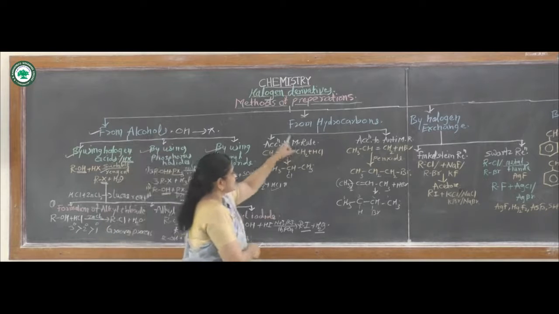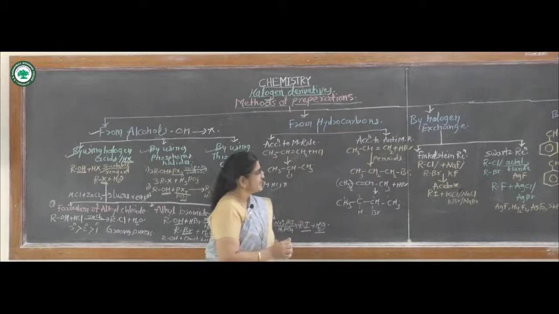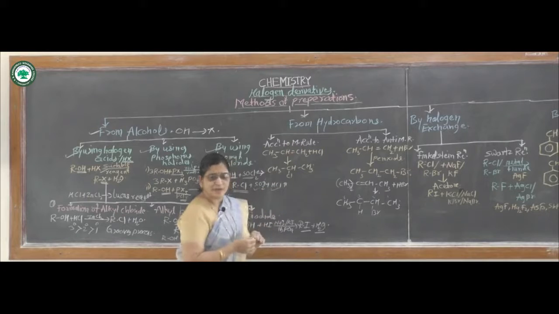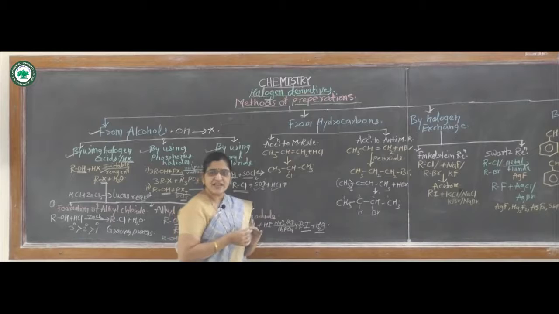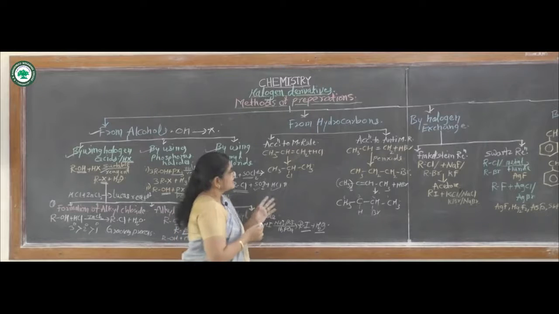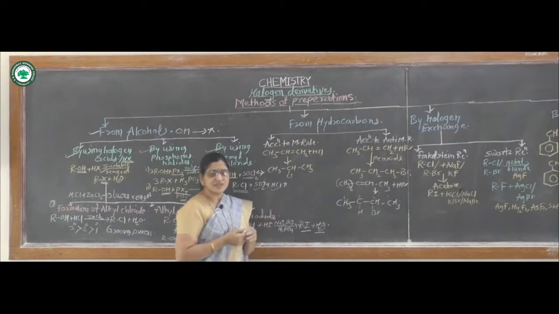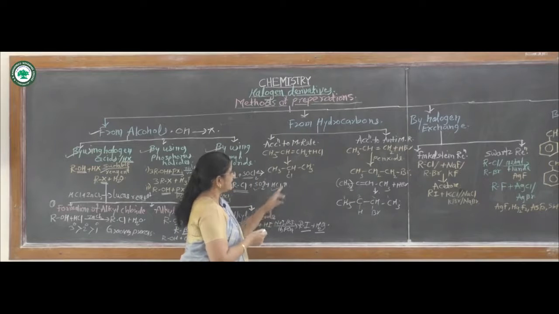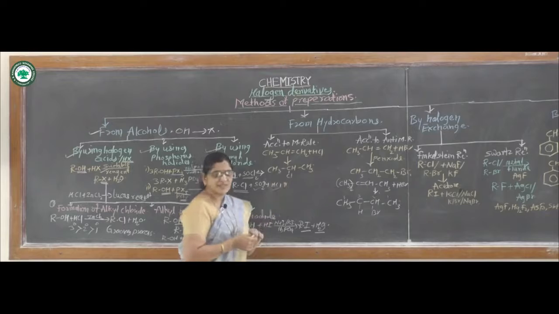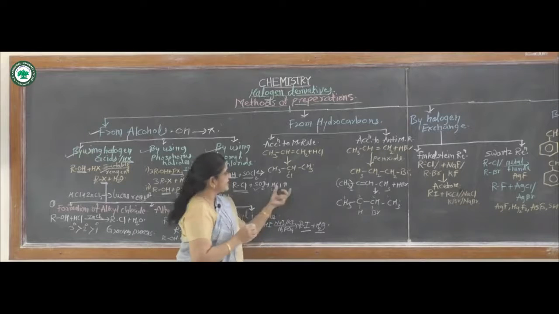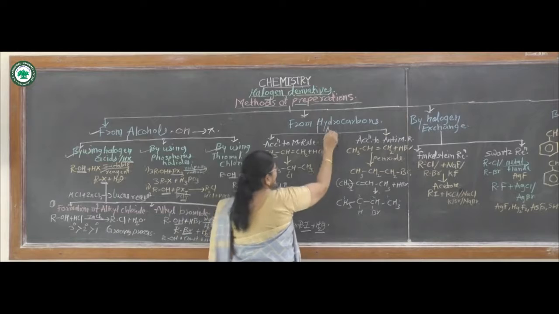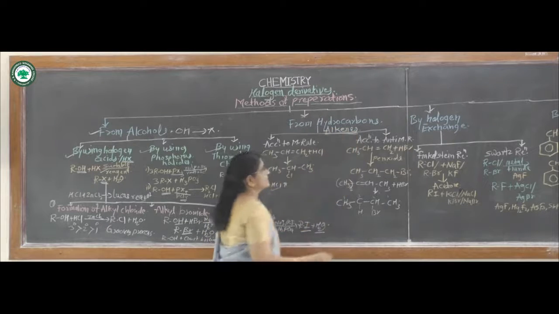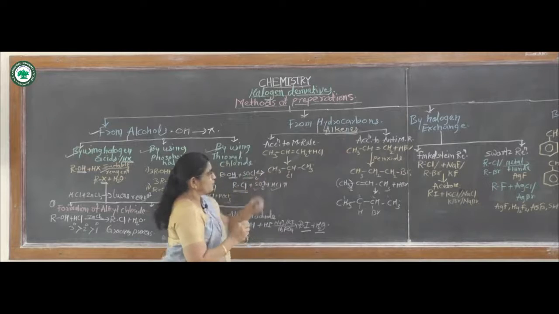Then the second method, from hydrocarbons. Which hydrocarbons? There are mainly three types of hydrocarbons, that is alkanes, alkenes and alkynes. Of these, alkenes and alkynes are unsaturated hydrocarbons. Then this method, preparation of alkyl halides from hydrocarbons, means preparation of alkyl halide from alkenes, that is unsaturated hydrocarbons. From alkenes there are two methods.